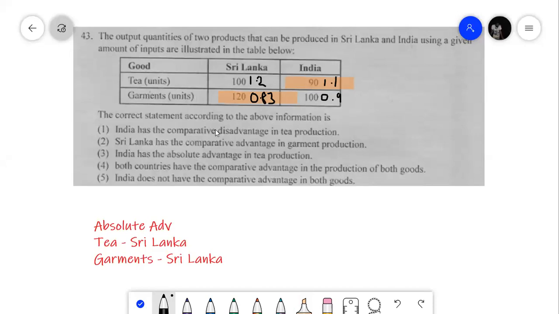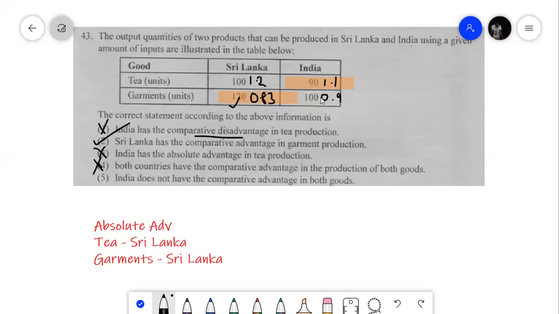India has the comparative disadvantage in tea? No, they have the comparative advantage in tea. Wrong. Sri Lanka has the comparative advantage in garments? Yes, that's correct. India has the absolute advantage in tea? No, Sri Lanka has the absolute advantage. Both countries have the comparative advantage in both goods? No, guys, that can never happen. Both countries can never have the comparative advantage in both goods. India does not have the comparative advantage in both goods?